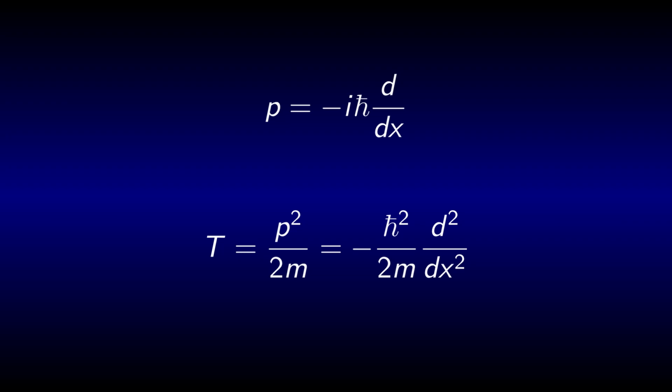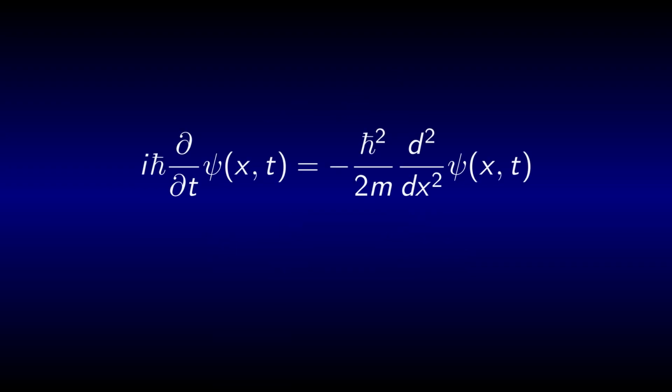Now we have everything we need. The Schrodinger equation in the allowed line segment reads i h bar temporal derivative of psi equals minus h bar squared over 2m times the second spatial derivative of psi. This is a partial differential equation begging to be solved.